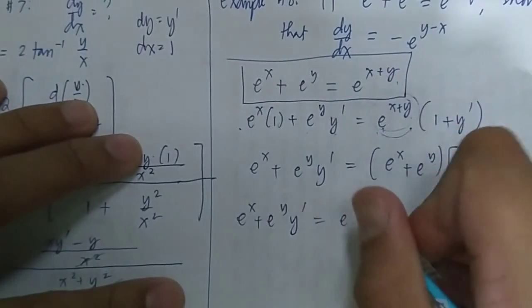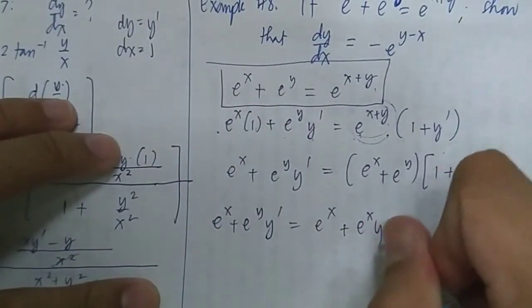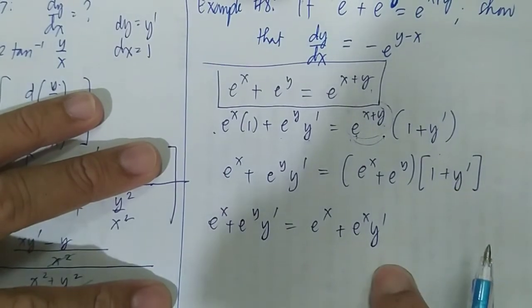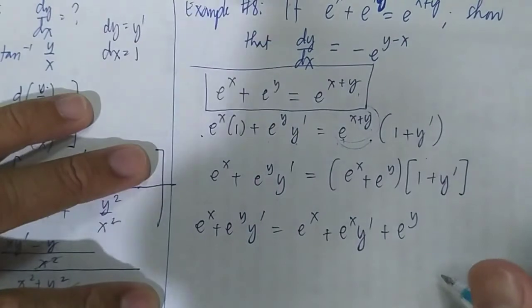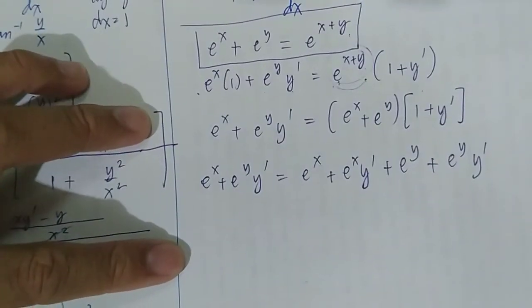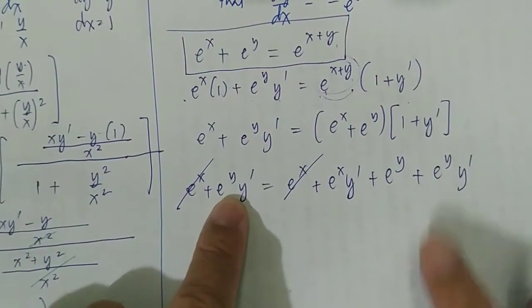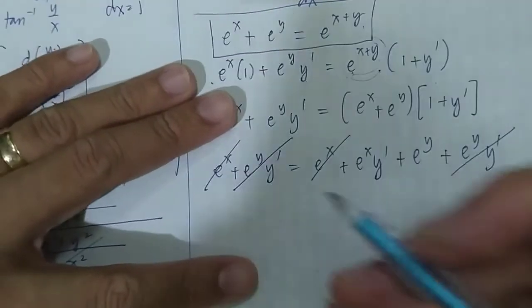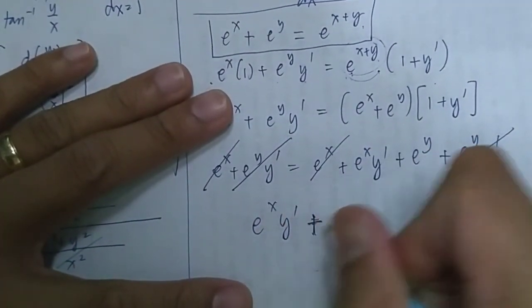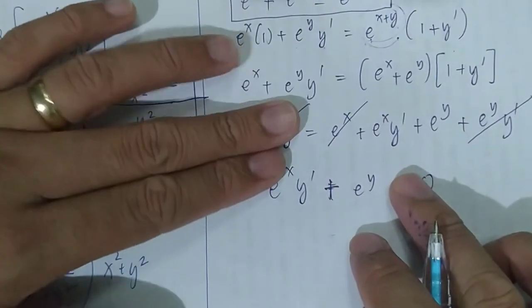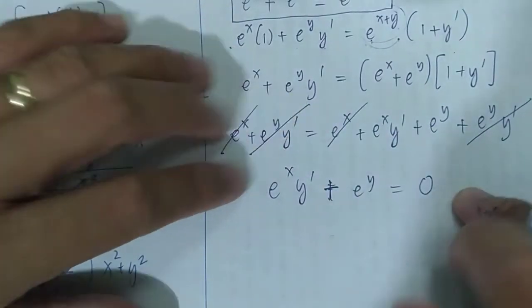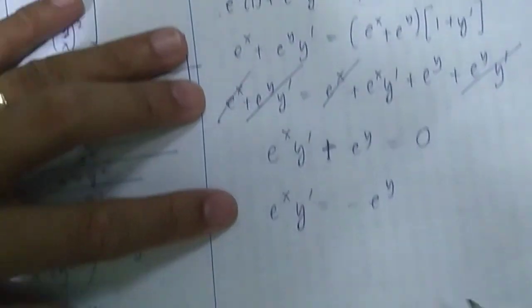So, using the FOIL method here, it becomes e to the x plus e to the y prime is equal to e to the x times 1 plus e to the x y prime, e to the x times 1, e to the x y prime, that's it. E to the y times that is e to the y times 1 plus e to the y y prime. Okay. So, e to the x and e to the x, when you transpose, cancel out. This e to the y y prime and e to the y y prime, once transposed, cancel out. What remains is 0 here, and then what remains here is e to the x y prime plus e to the y. So, transpose e to the y there. So, e to the x y prime is equal to negative e to the y.